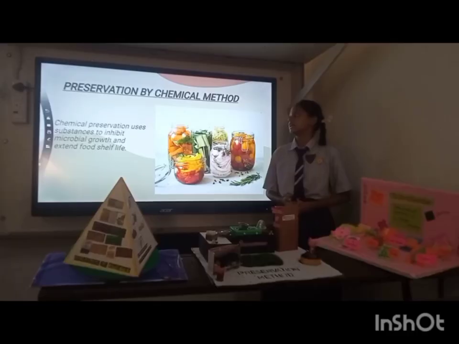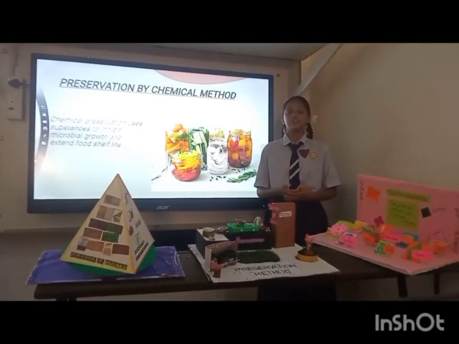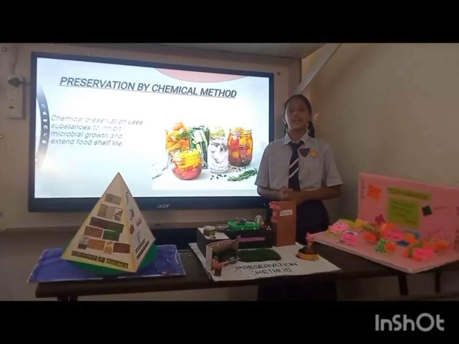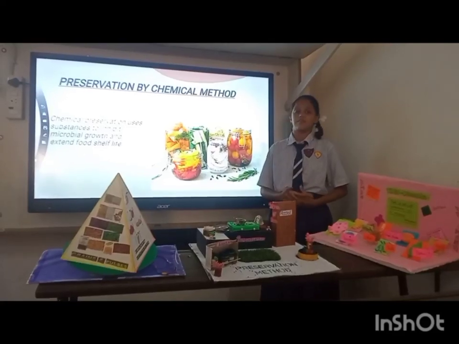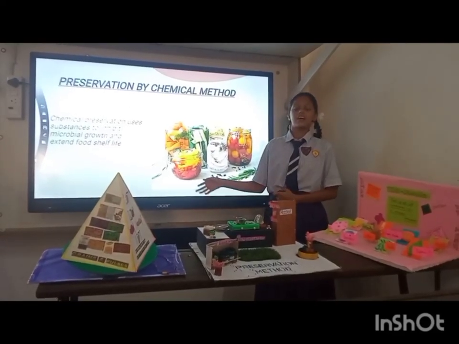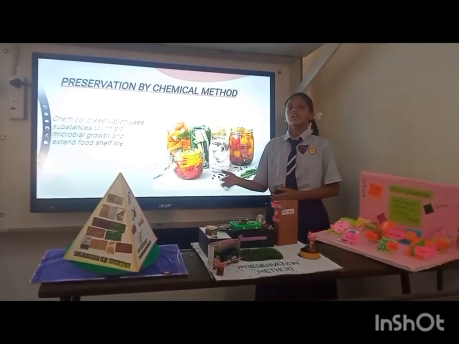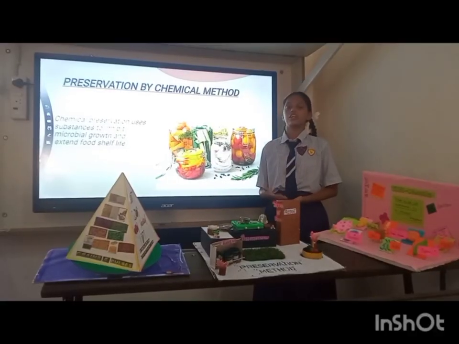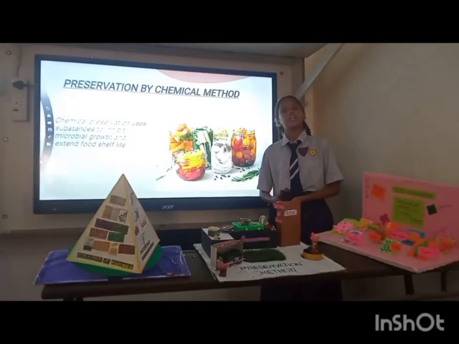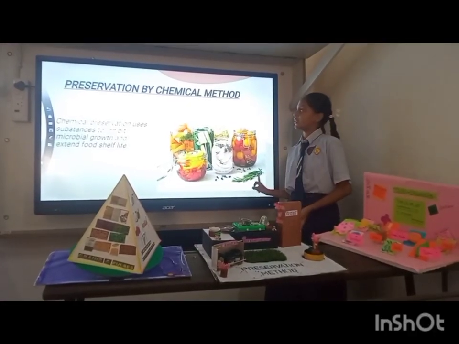Preservation by chemical method. Chemical preservation uses substances to inhibit microbial growth and extend food shelf life. This method involves adding preservatives like salt, sugar, vinegar, or synthetic compounds to inhibit spoilage and maintain food quality.